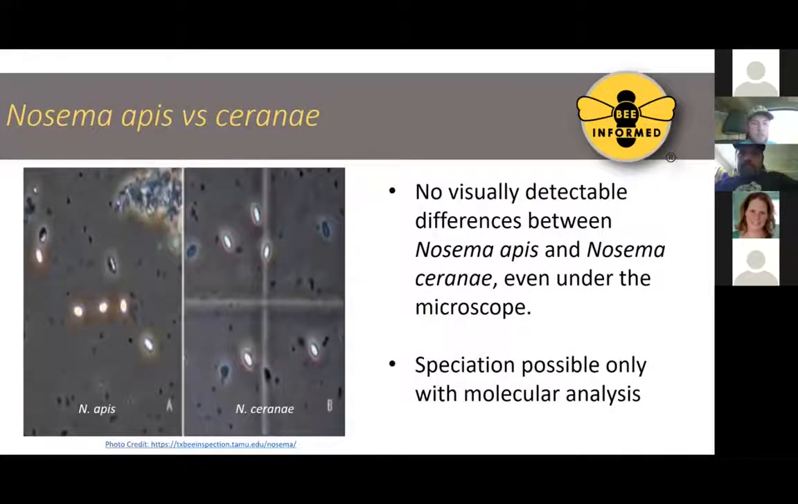Pictured here on the left are Nozema apis and Nozema cerani. As you can tell, there's no way to distinguish the two species under a microscope. Molecular analysis is the only way to distinguish the two, and we no longer speciate between the two because Nozema apis has not been seen in years. Therefore, from now on in this presentation, when we describe Nozema, we will be talking about Nozema cerani.